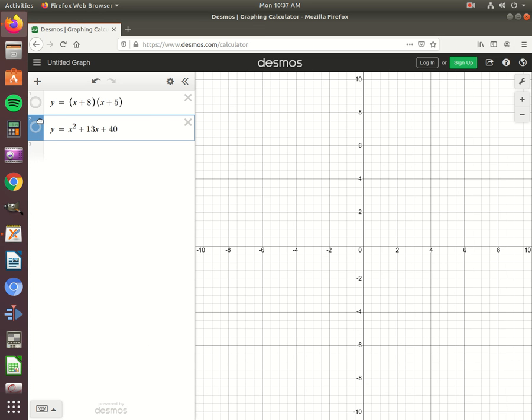So if I go into Desmos and if I graph y equals (x plus 8)(x plus 5), you can see I get this shape. It's known as a parabola. If I graph y equals x squared plus 13x plus 40, you can see I get the exact same shape. And that's really important to understand. These are the same equations written differently, but they both have the same value and the same shape.